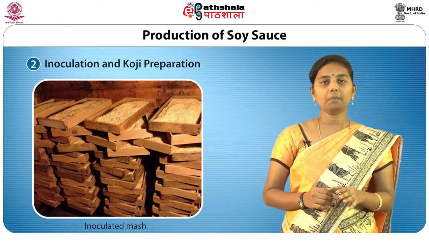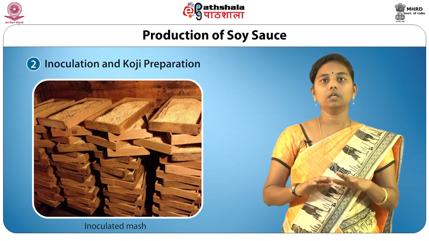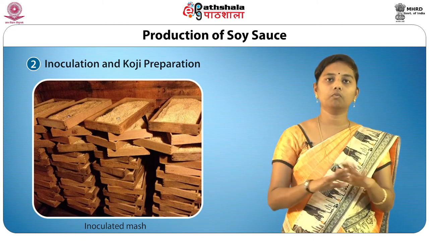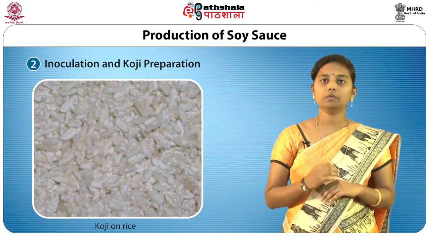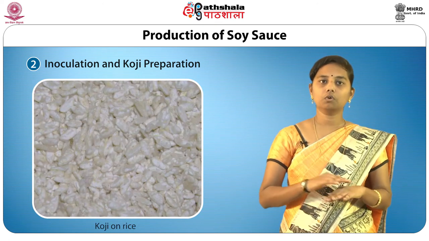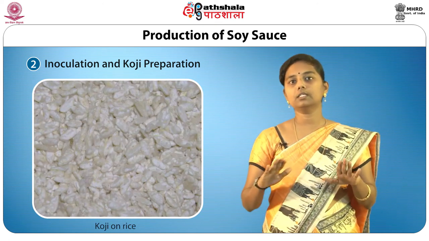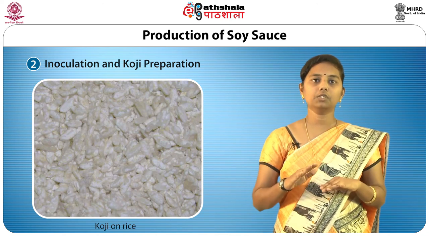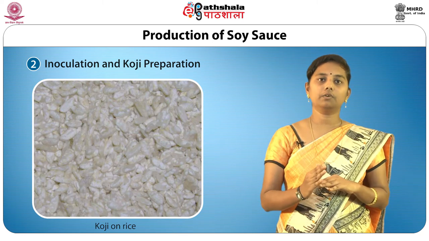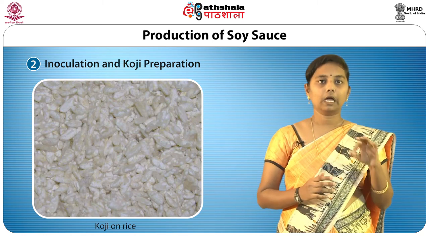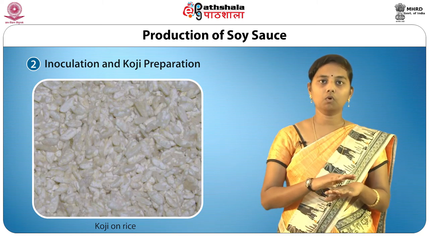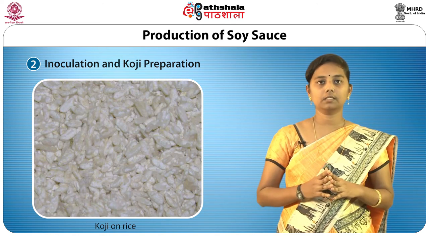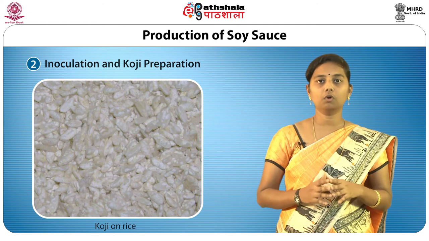The inoculated mash is spread in a layer in wooden trays and the trays are stacked to allow air circulation over the mash. During fermentation, the mold grows over the mash and releases heat. The temperature of the mash may reach up to 40 degrees centigrade or higher. After 3 days, the white mold surface turns yellowish as spore formation begins. The mixture is now called koji.